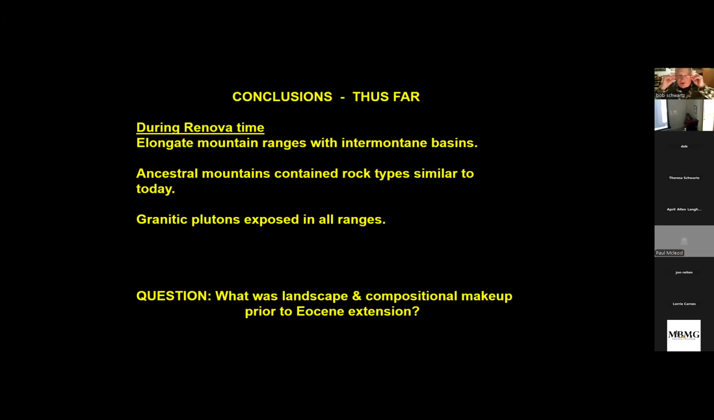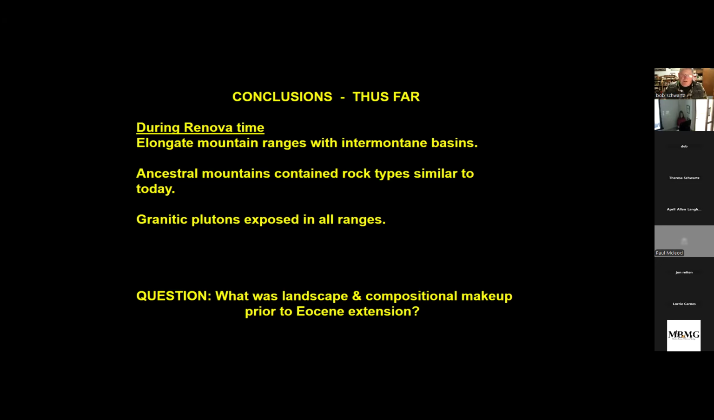Okay, conclusions thus far. During Renova time, now we know that there were elongate mountain ranges with intermontane basins in between them. I didn't make a major point out of this. This will require talking more about compositional analysis. I told you a little bit to try to get you there, but the ancestral mountains contained rock types similar to those of today. And we also know that there were granitic plutons exposed in all of the ranges, as there is today.